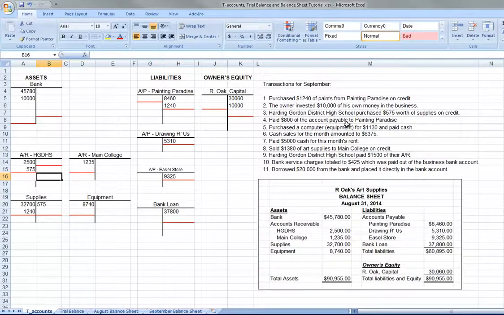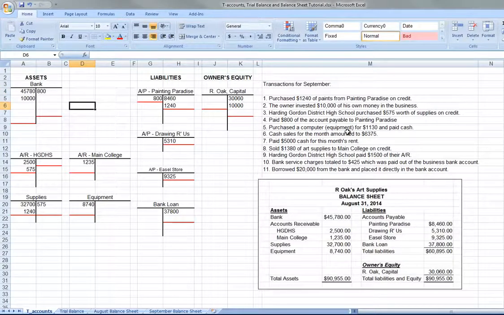Paid $800 of the account payable to Painting Paradise. So this is Painting Paradise's account payable. This company owes them these two amounts. So we're going to pay off part of that debt. So this is going to go down $800. So the company owes them $800 less, and of course, in order to pay them, it has to come out of bank. So we put $800 as a credit to bank. So bank goes down $800, and the liability goes down $800.